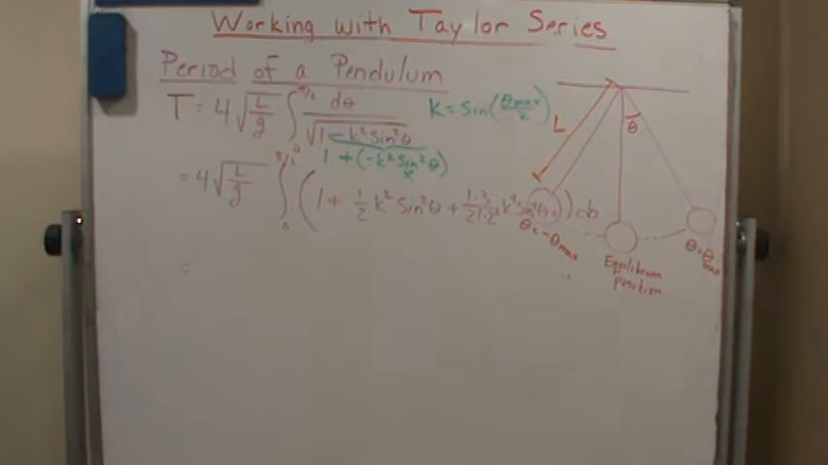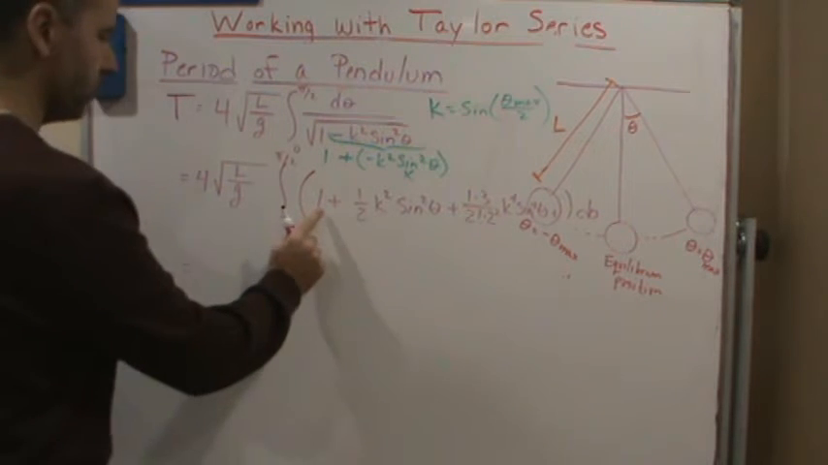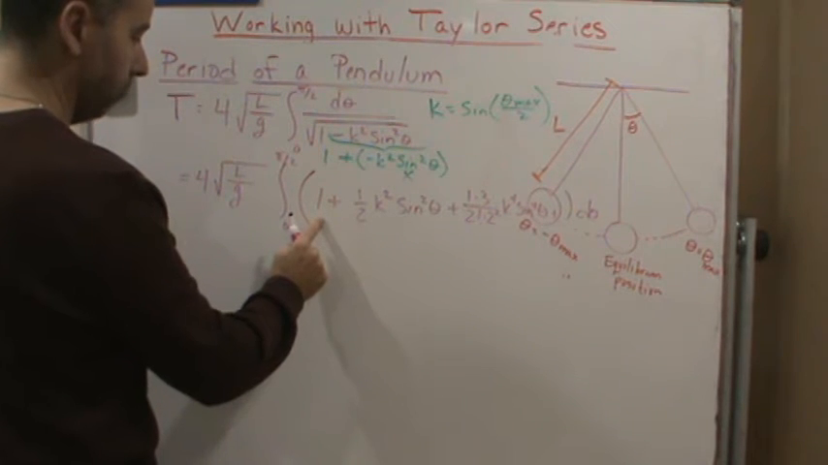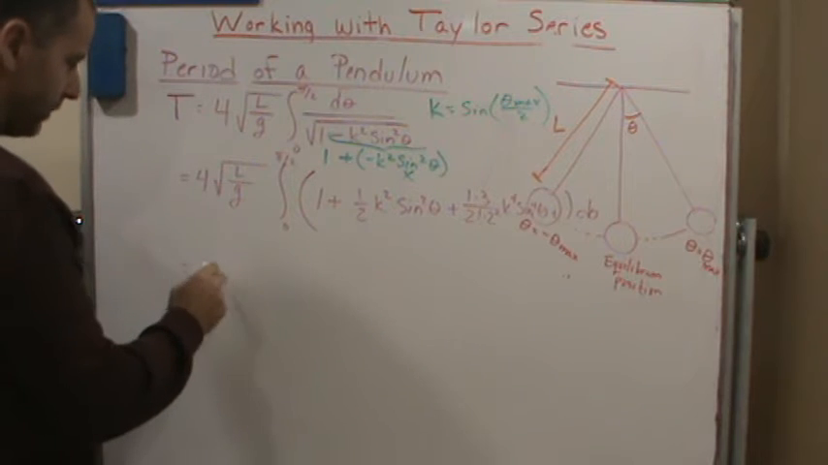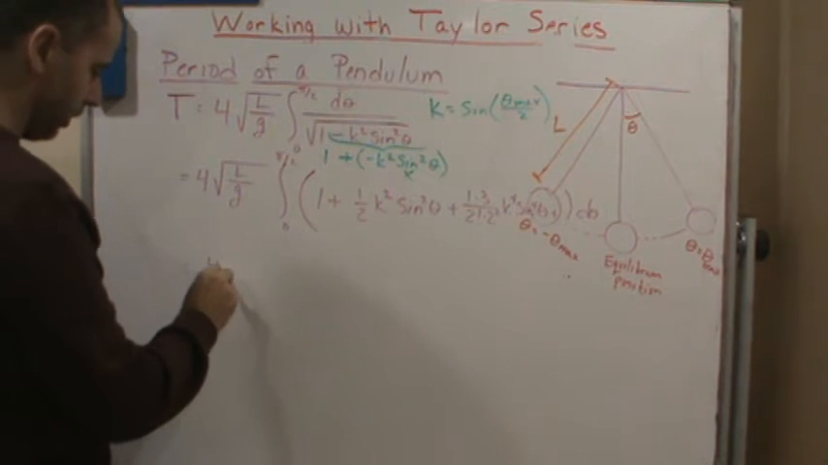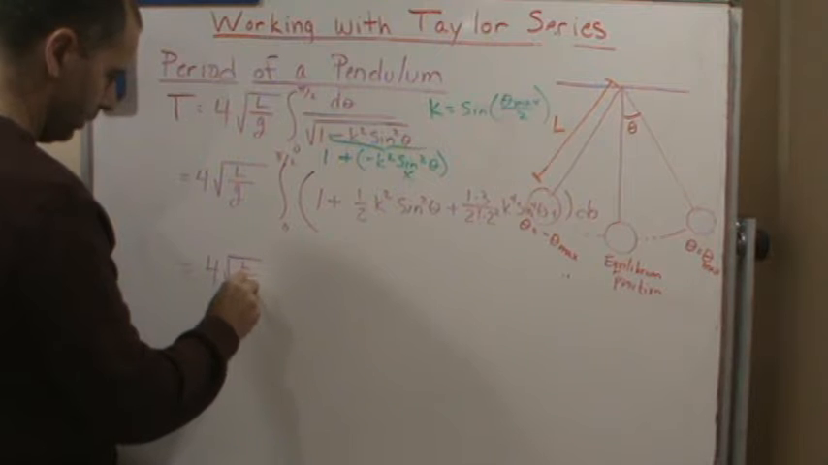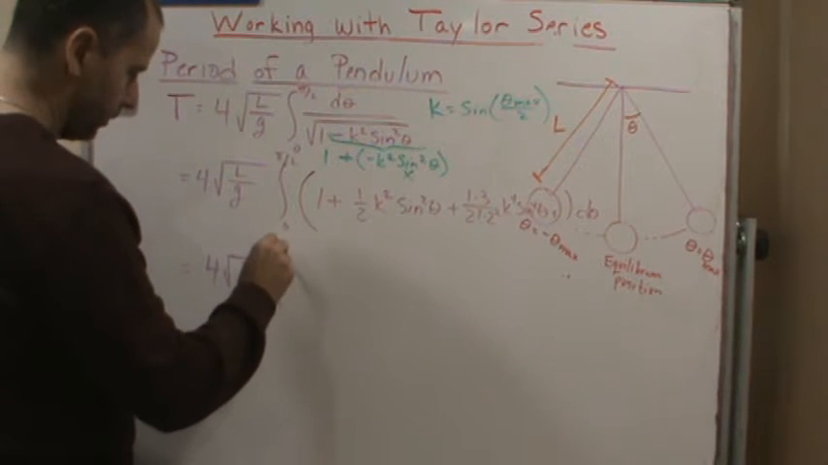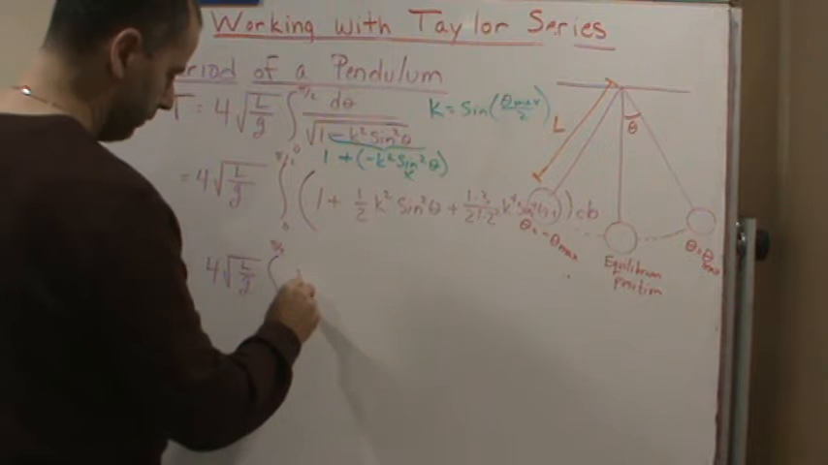Okay. So now the first part of this question, they say use only the first term of the binomial series to estimate the period. So we want to estimate the period of the pendulum given this scenario, but we want to estimate it just using the first term. Well, the first term here is just 1. So if we want to estimate just with the first term, we're just going to have 4 times the square root of L over G from 0 to pi over 2 of d theta.